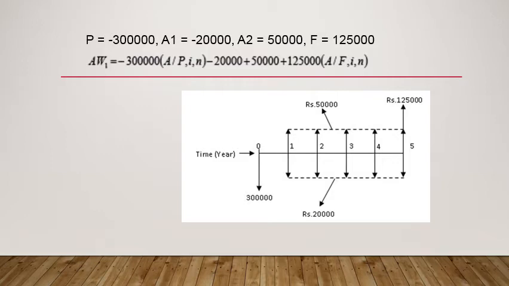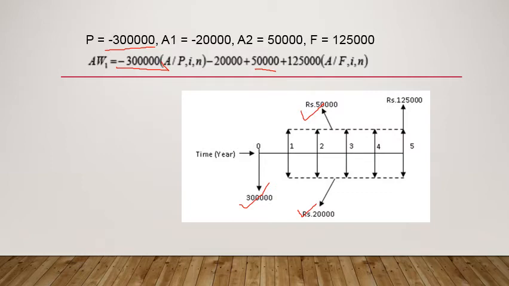AW1 is equal to minus 3 lakh. What is this 3 lakh? It is P. Convert that into A using the factor (A/P, i, N), minus 20,000. What is this 20,000? It is already A. Retain it as A. Next, A2, 50,000. What is that? That is also A. Retain it as A. So this is over, this is over, this is over. What else remains? F, 1,25,000.